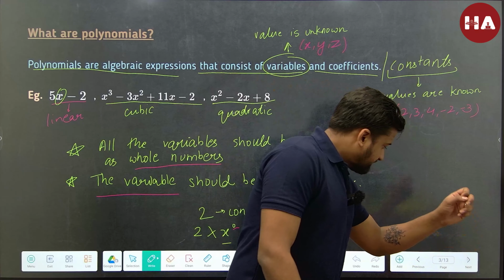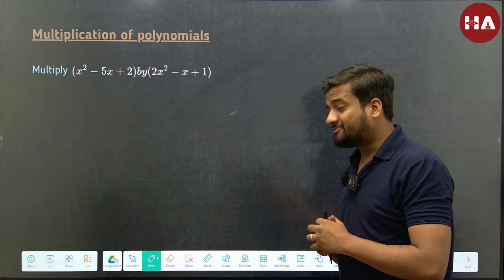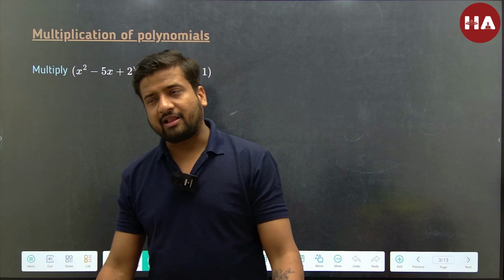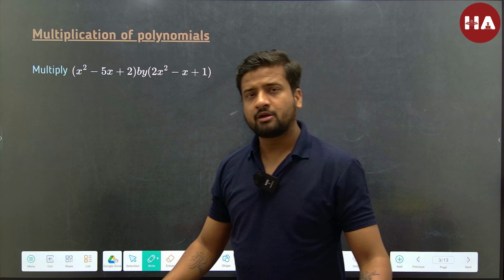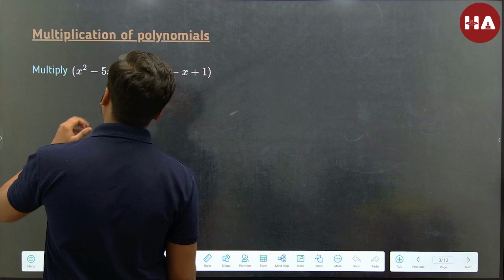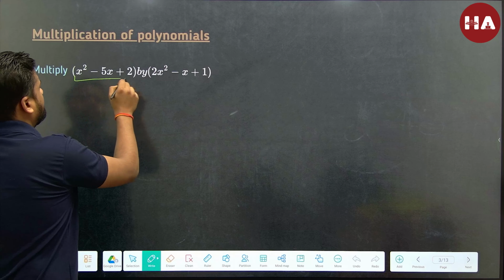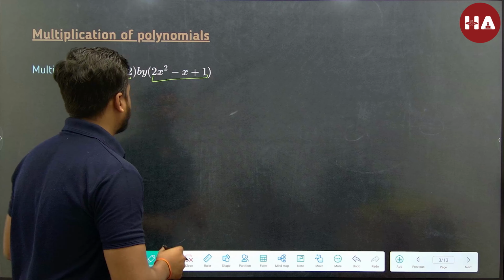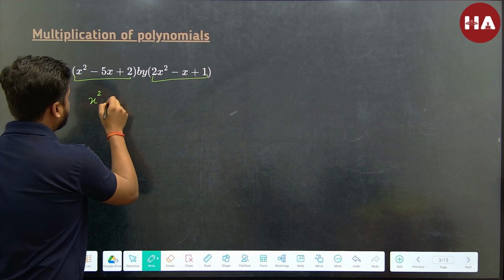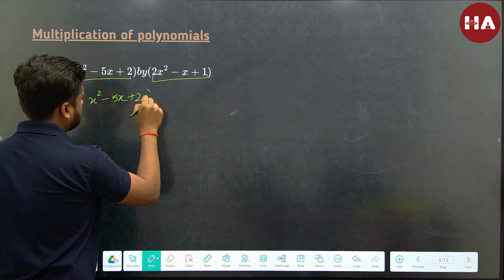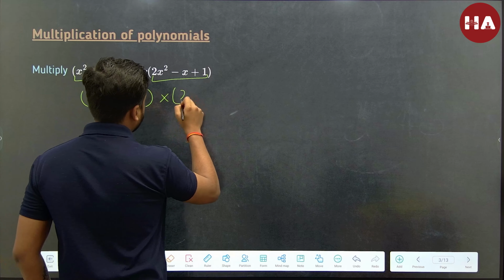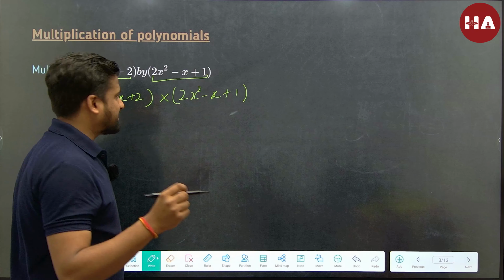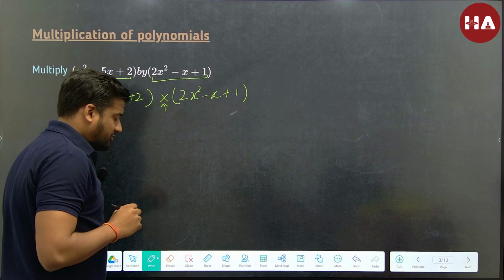Alright, moving on to the next topic, which is multiplication of polynomials. How do we multiply two polynomials? I'll be explaining it to you using a simple question. In this one we have to multiply a polynomial by another polynomial. Whenever you are multiplying two polynomials, we have x square minus 5x plus 2 times 2x square minus x plus 1.